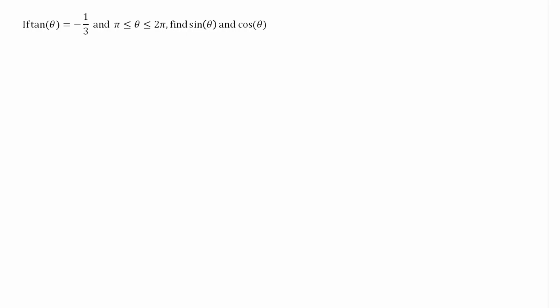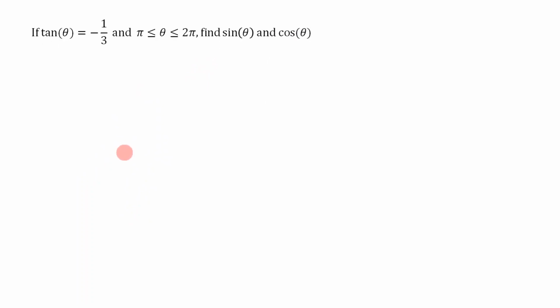Welcome. So we're going to answer this question before us. Just by looking at it, if tan of theta is equal to -1/3 and theta is between pi and 2 pi, find sine of theta and cos of theta, we immediately know this is a Pythagorean identity question. But I actually think it's easier not to strictly use that Pythagorean formula here.